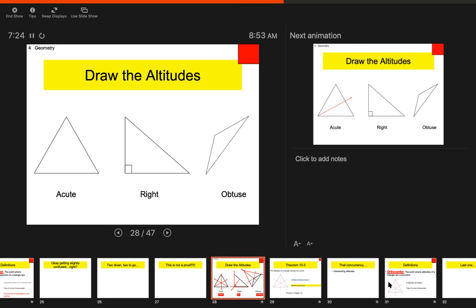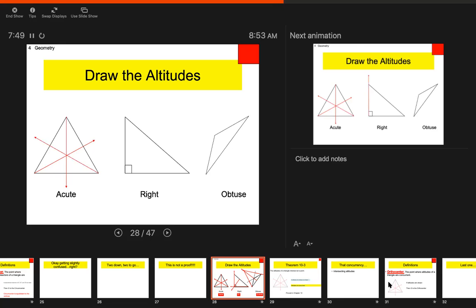What was an altitude? It starts with a vertex and goes to the other side and makes a right angle. That's an altitude. Everybody with me? So I'm going to connect the corners of a triangle to the opposite side and make a right angle. That's called an altitude. All right. So I'm going to do it to the three corners of my acute one. There's one. There's two.